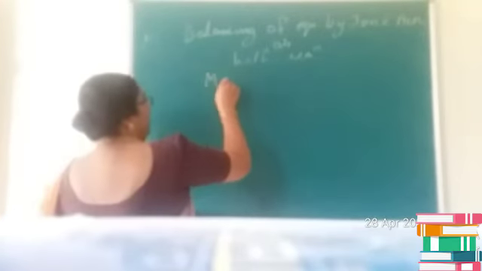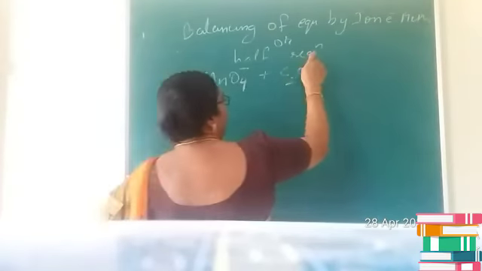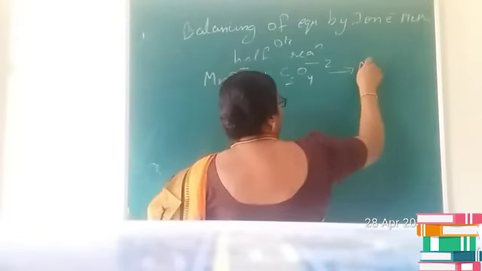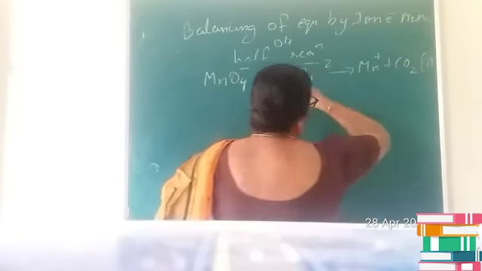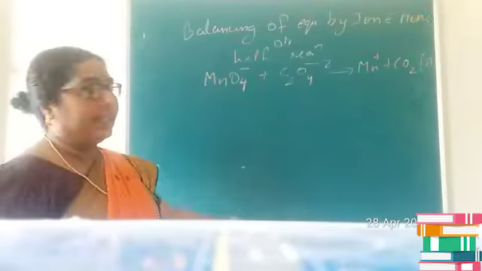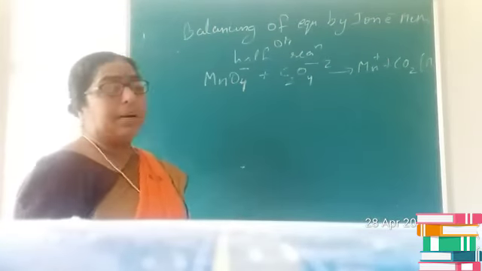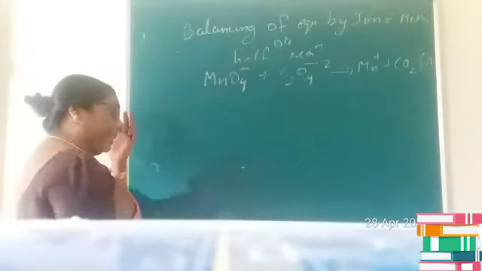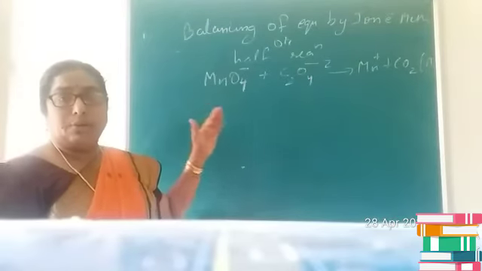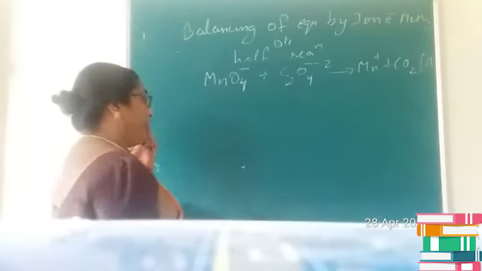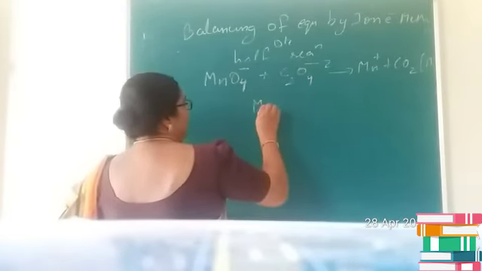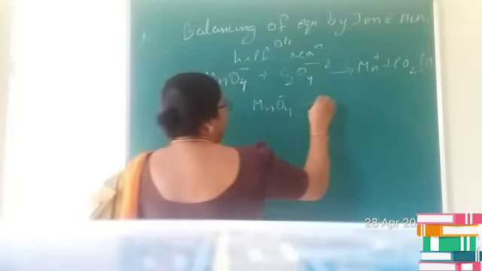So let us consider MnO4 minus plus C2O4 2 minus will give you Mn 2 plus plus CO2. Again the medium is acidic. You can see that oxalate is there, the salt ion of oxalic acid, so it is acidic medium. First, again let us divide the reaction into two parts, that is the oxidation half reaction and the reduction half reaction.